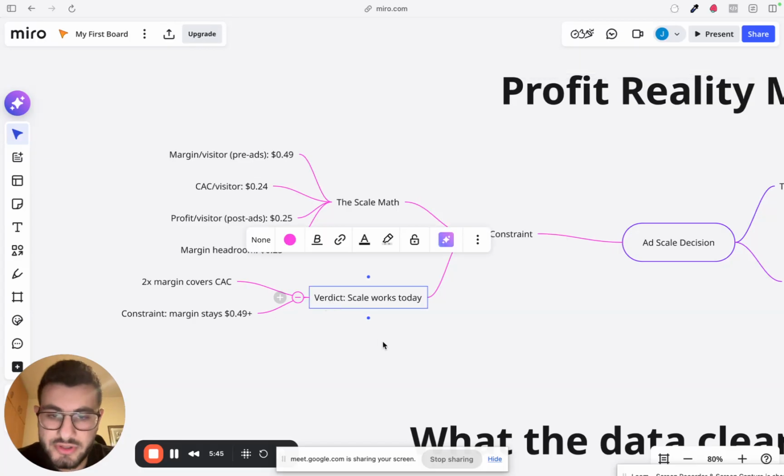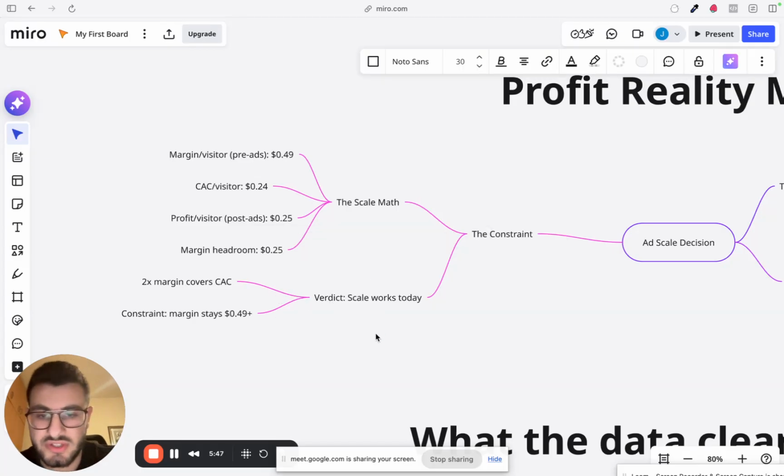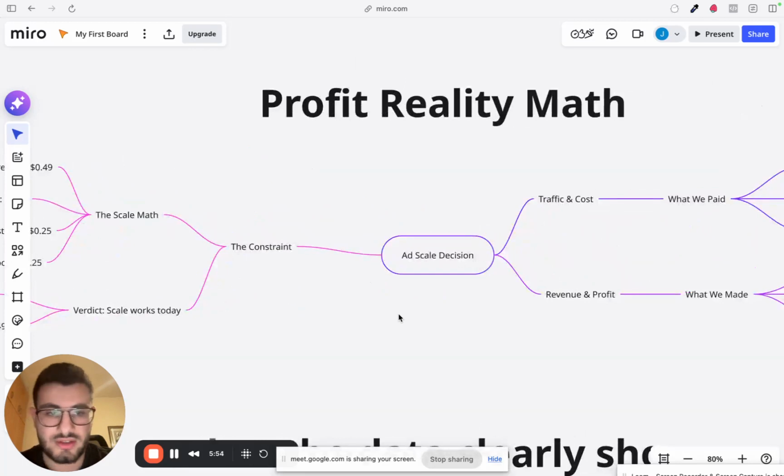The verdict for that: scale works today because you have a 2x margin cover, and there's no constraint here.